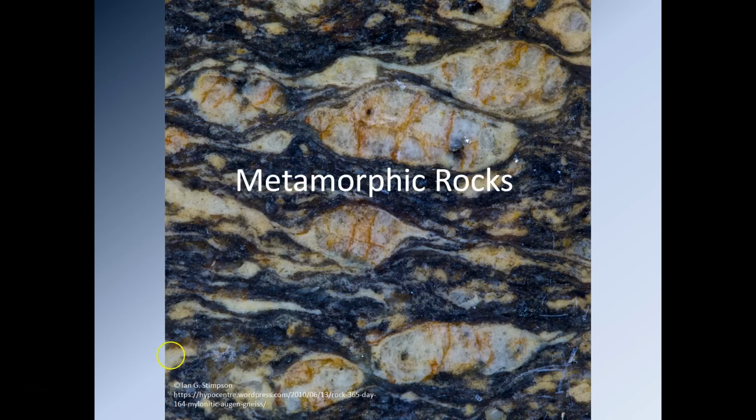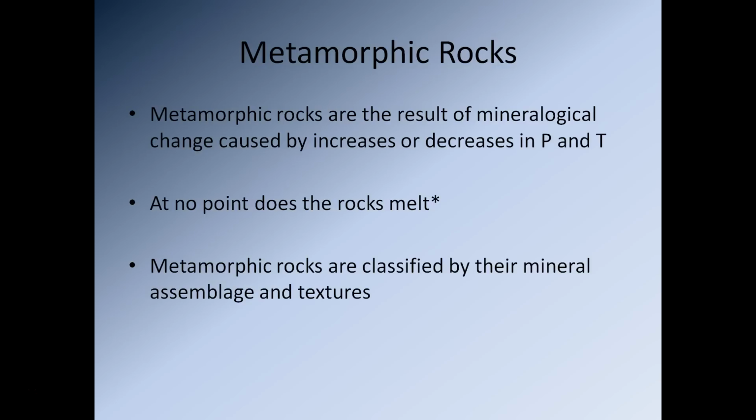Okay, so now we're going to spend some time thinking about metamorphic rocks. Metamorphic rocks are the result of mineralogical changes caused by increasing or decreasing pressure and temperature. At no point does the rock melt, and you'll notice there's little asterisks here. So the vast majority of metamorphic rocks are not formed due to melting.